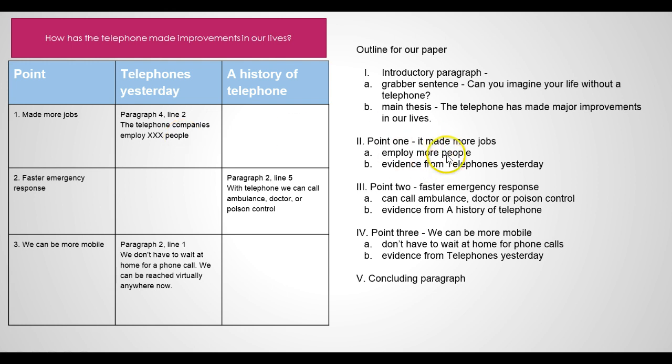I move those over here under Roman numeral 2 for point 1, employ more people, and then I showed that I want to use my evidence from telephones yesterday. Remember, this is the article I read, and this is the evidence I pulled from there. It's very simple to move this evidence to this outline. And the paper has almost written itself at this point.